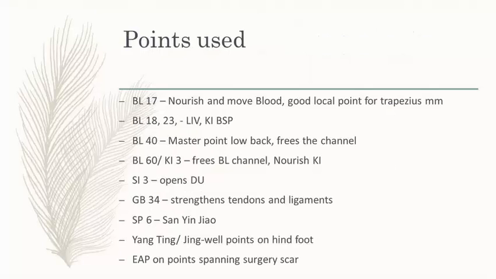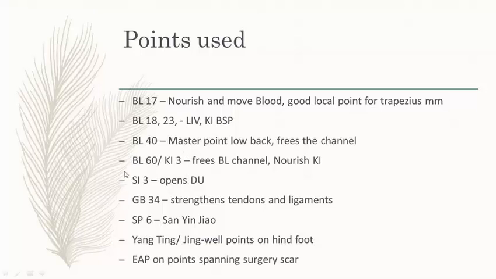So the points that I used: bladder 17, which is a good point to invigorate the blood, and by doing so it's invigorating the movement of blood throughout. It's also a very good local point for their trapezius muscles, and I think any of these patients, I mean, here it's been 3 months and he's been trying to get himself up and moving around and he just can't. So it's also a good local point for the trapezius. Bladder 17, I use bladder 18 and bladder 23 for the liver and kidney back shu points. Bladder 40, master point for the lower back, helps to free the channels. Bladder 16, kidney 3, freeing the bladder channel and also nourishing the kidney, kidney 3 being the source point.